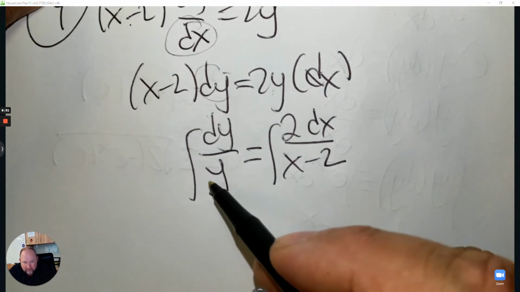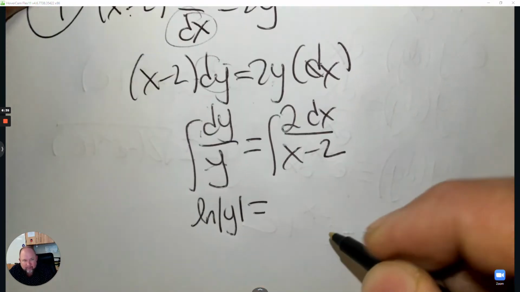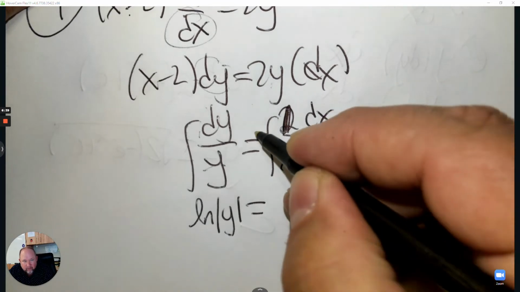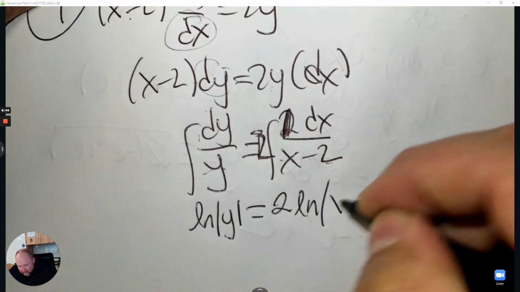Integrate this. The derivative of y is 1. This is a logarithm. Don't forget the absolute value bars. The derivative of this is 1. And what it was before and what it became, it needs a 2. So it's 2 and that logarithm.